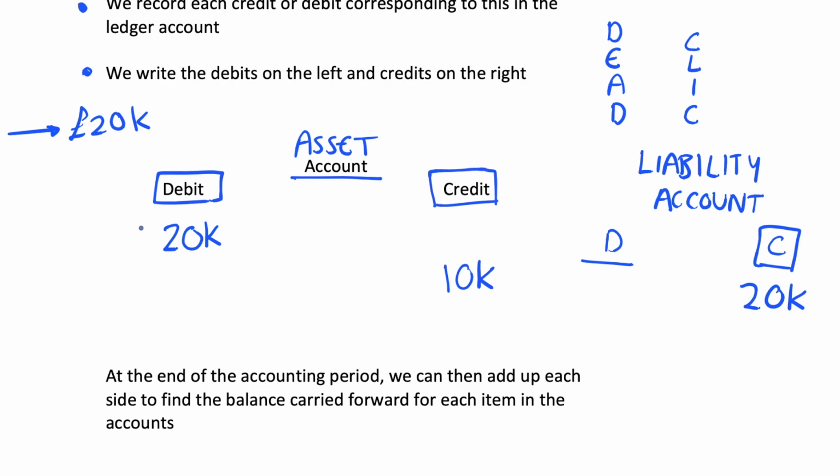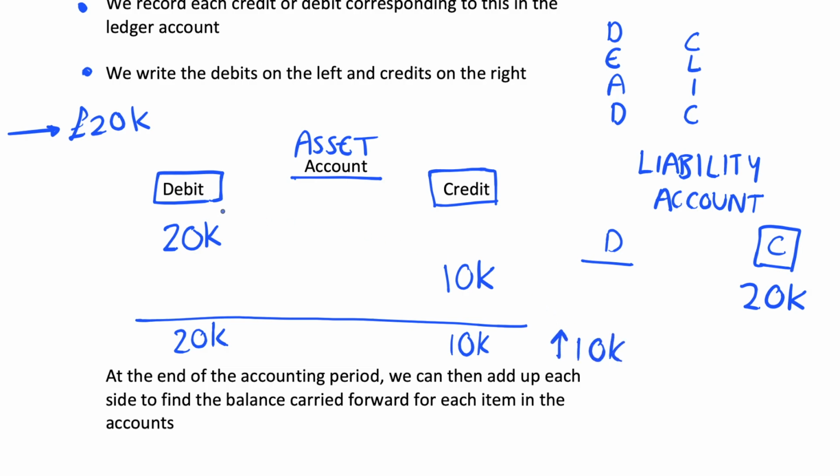So we do this for a whole period, and we can have thousands and thousands of numbers in our ledger account. And then at the end of the accounting period, we can just add up each side. So obviously this is very simple because we only have one on each side, but we've got, say, 20,000 and 10,000. So then overall, we've obviously had a 10k increase in our assets in this accounting period. So then we will carry forward that balance into the accounts. And similarly for liabilities, we'd sum this up and we'd have 20,000 in credits in this, and then we can carry that forward into the next period.